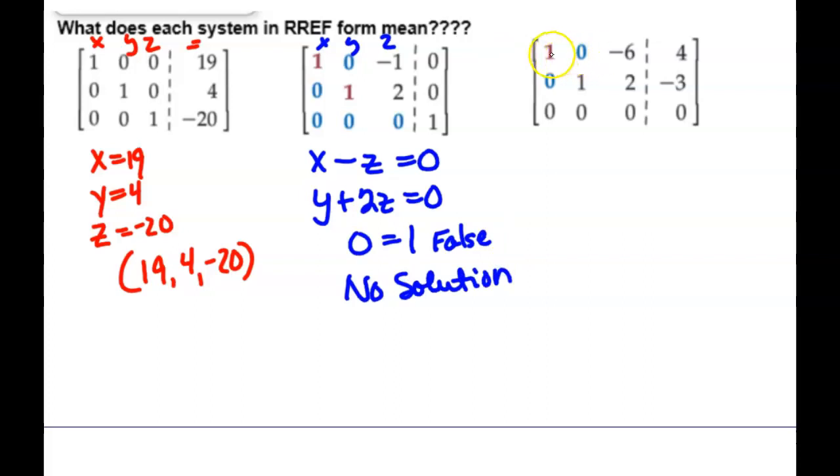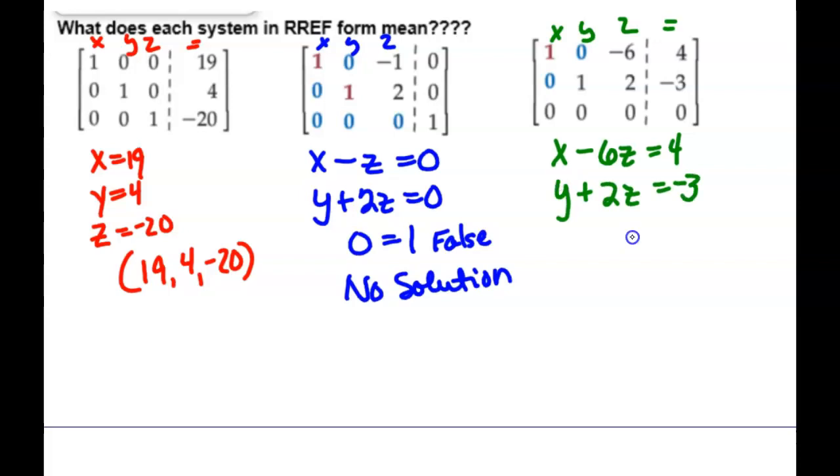All right, help me with this last one. If this is X, Y, and Z and what it's equal to, this would be X minus 6Z equals 4. And the second one would be Y plus 2Z equals -3. But the last one says 0 equals 0. None of those are false statements, so this line means many solutions.